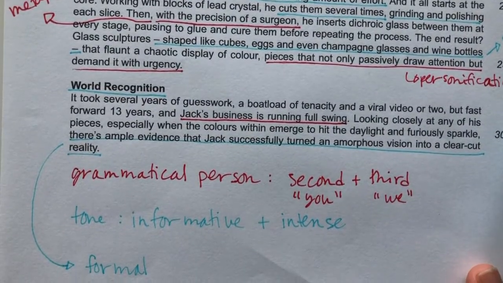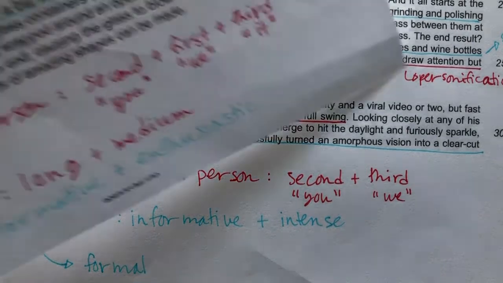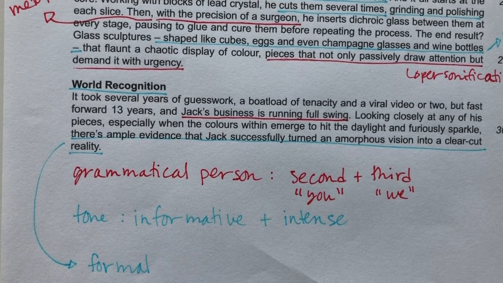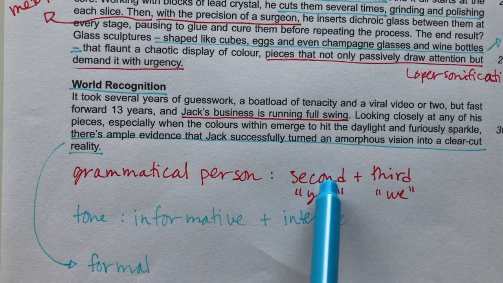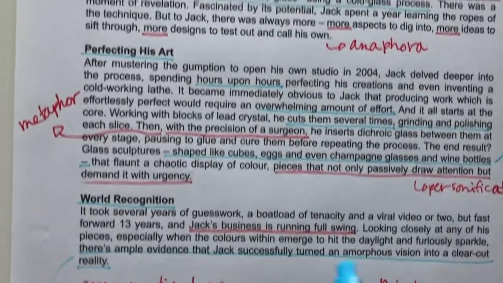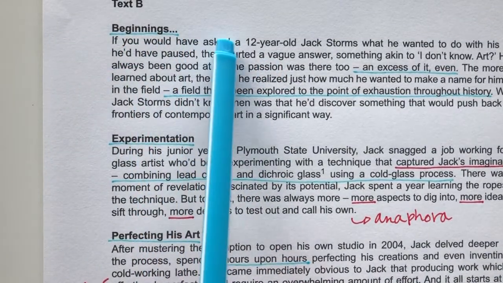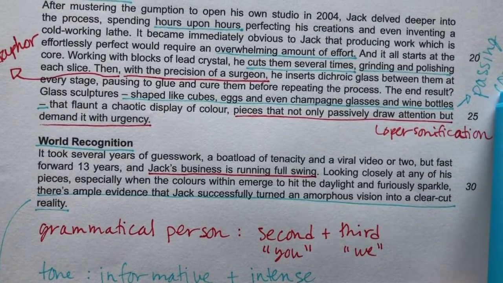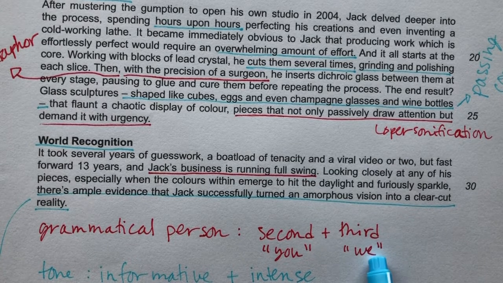Additional notes that I have here, we talked about the tone. Okay, you could compare the tone, similarities and differences in tone that I've mentioned, and also for grammatical person. Here I've noticed second person was used, so you, just once. If you would have asked 12-year-old Jack Storms, okay? So there's that there, you, and then after it's third person.